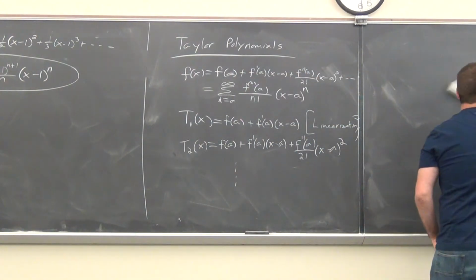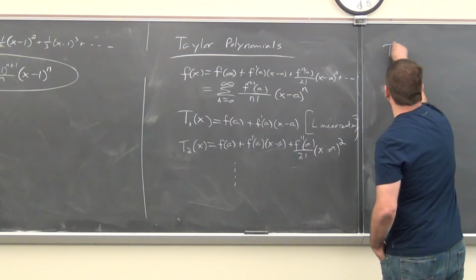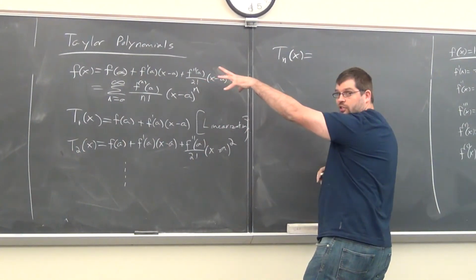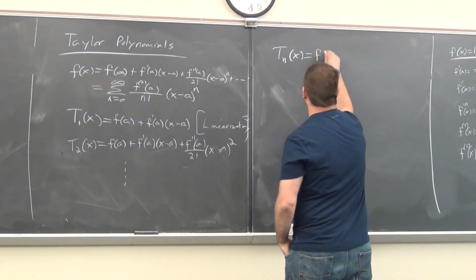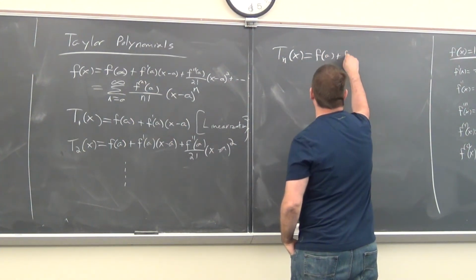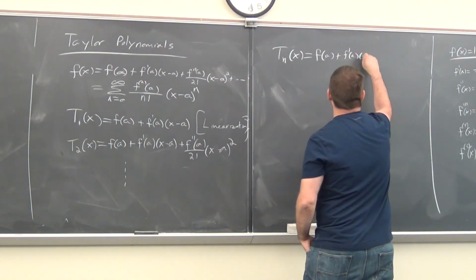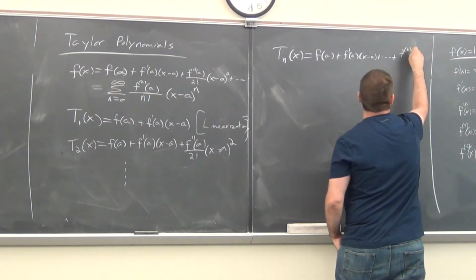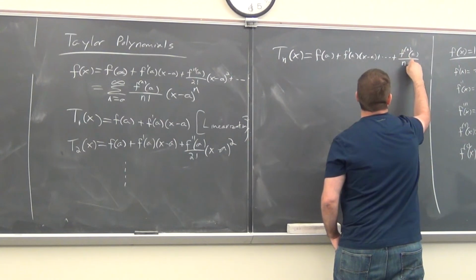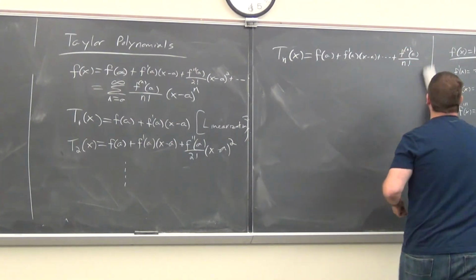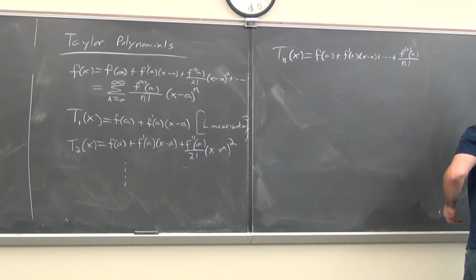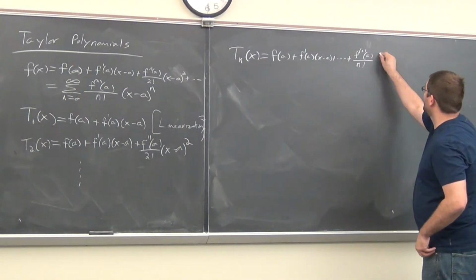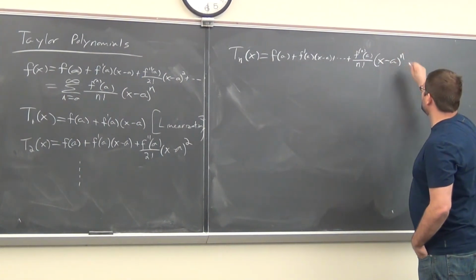In general, then, the nth Taylor polynomial, T sub n of x, again with some f in mind, is just f of a, f prime of a times x minus a, and then you just work your way down to the nth derivative over n factorial, x minus a to the n.